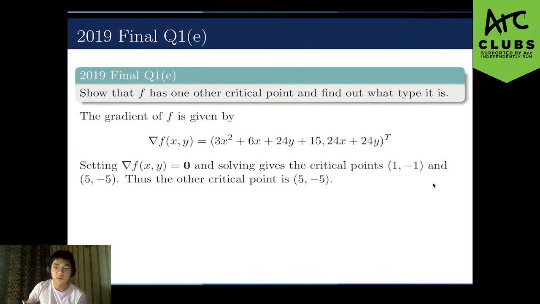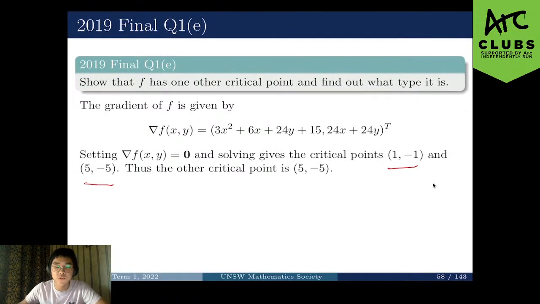Yeah, and then if we solve it, we get the critical point (1, -1). We already knew that (1, -1) is a critical point from the question. And we get another critical point, (5, -5). So that's the other critical point that the question is asking about.